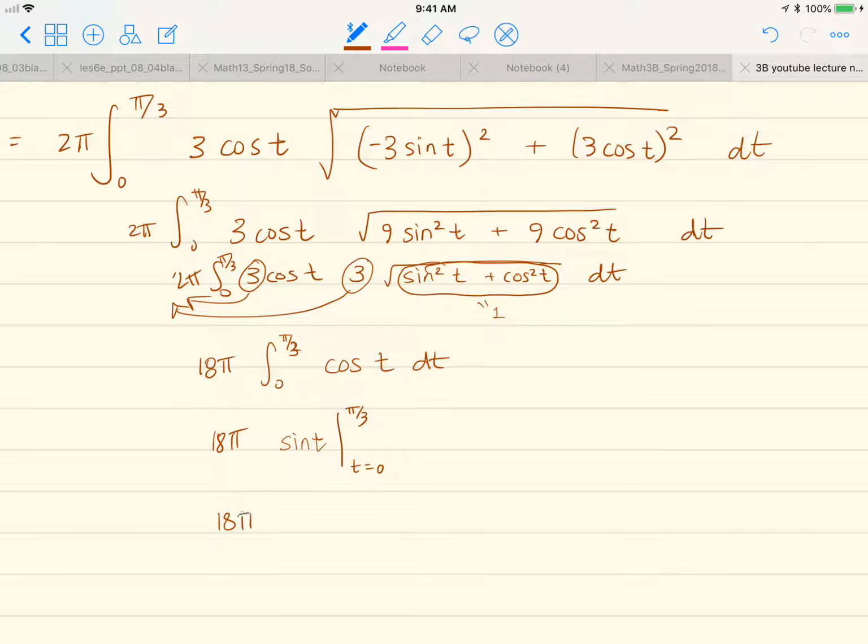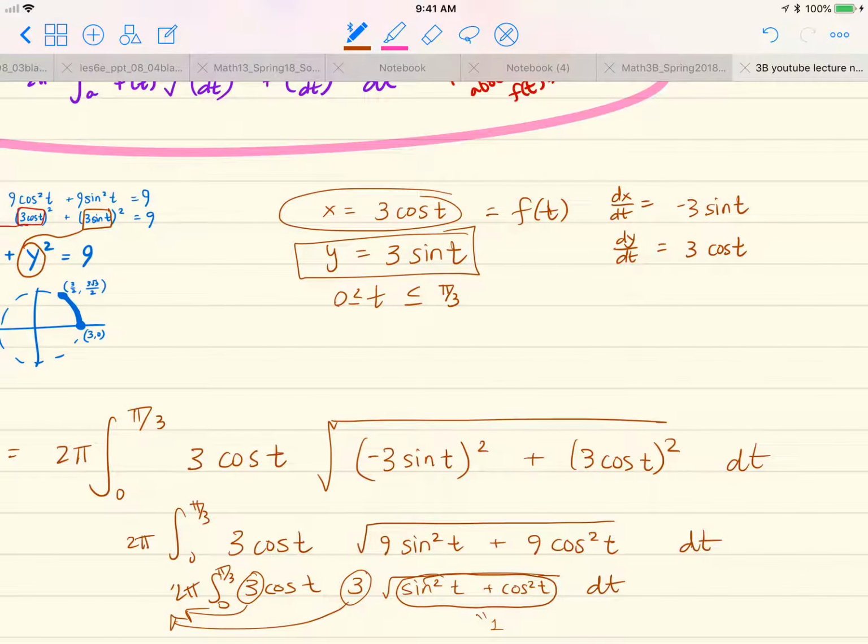Okay, so we'll have 18 pi times, now what is sine of pi over 3? That's going to be 1/2. What is sine of 0? Sine of 0 is going to be 0. So let's see here.